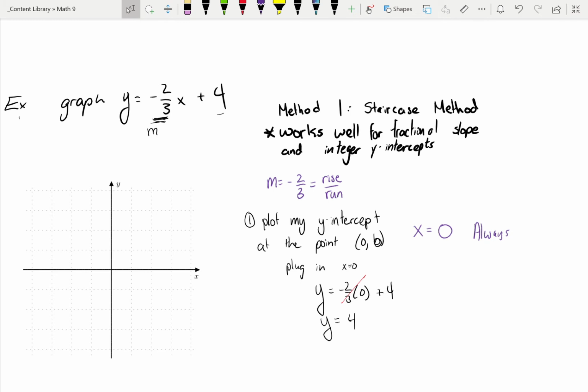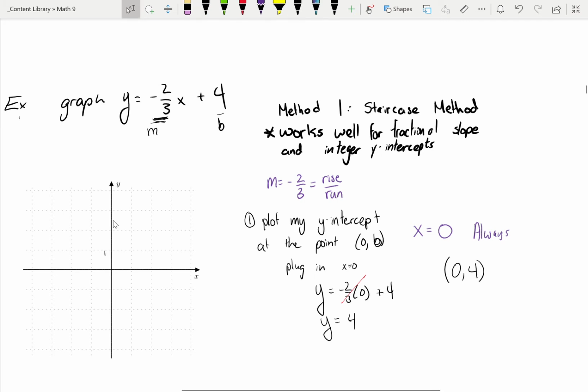Now keep in mind, I said before that this was our b value here. Now it doesn't matter what my slope is. When I multiply a number by 0, and because I know that my y-intercept will always be x equals 0, I can just simply take this second number here. So I end up with the coordinate 0, 4.